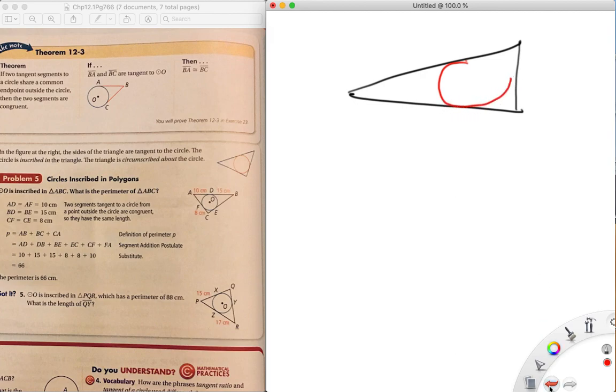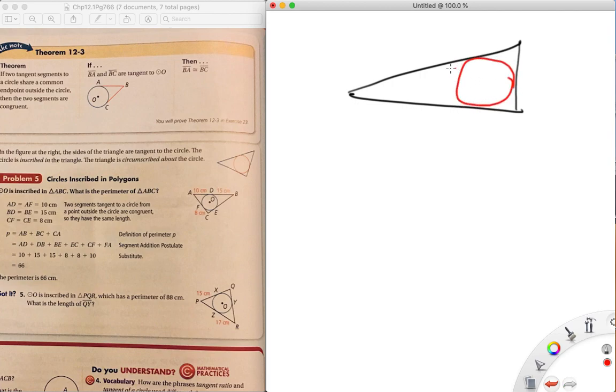Oh boy. Should have drawn the circle first. That's what I should have done.